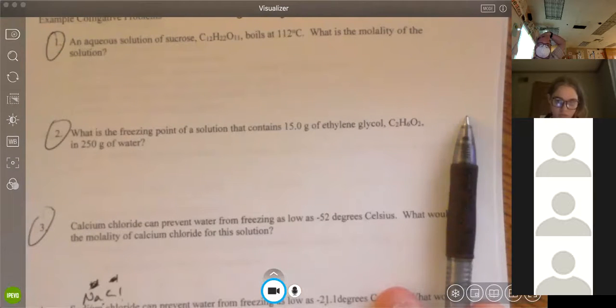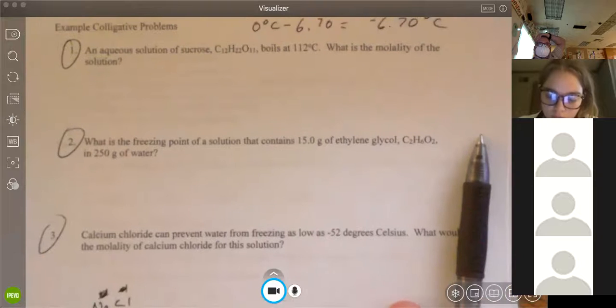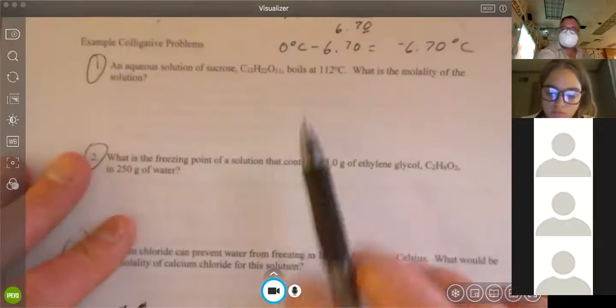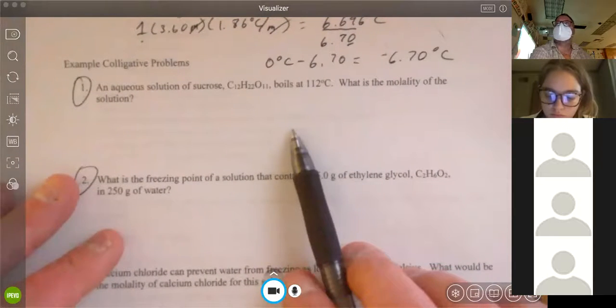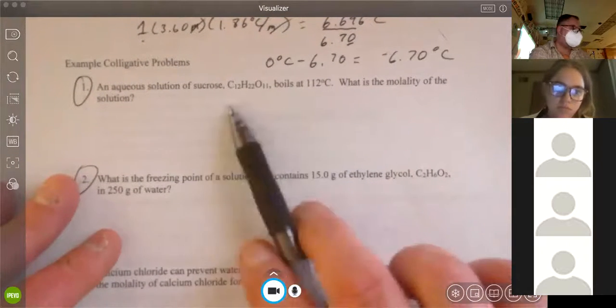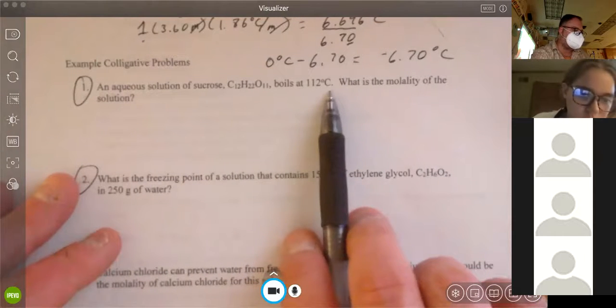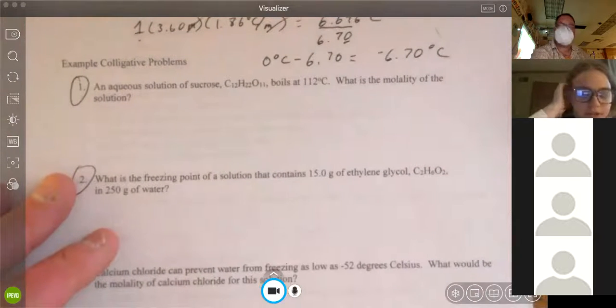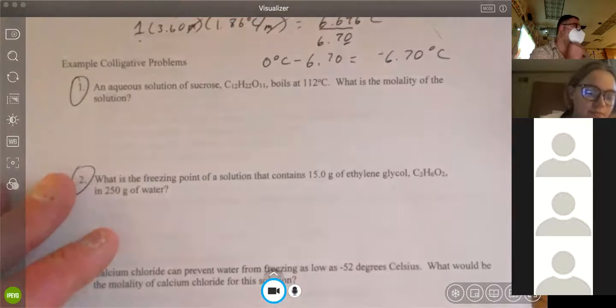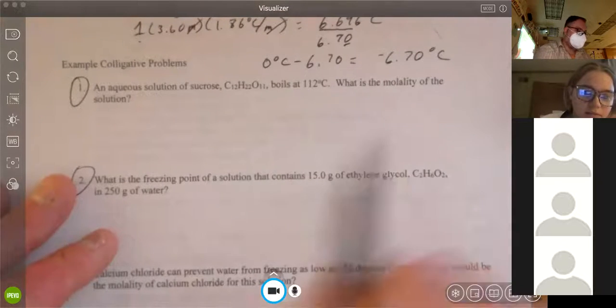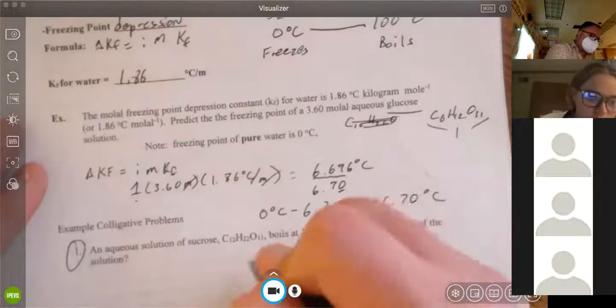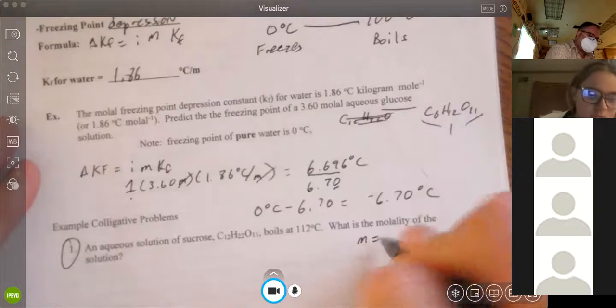Questions about that? So the top one, what are you trying to find? Number 1, an aqueous solution of sucrose boils at 112 degrees Celsius. What are we trying to solve for? I'm trying to find the molality. All right. And do you remember what the molality is? That's moles per what?